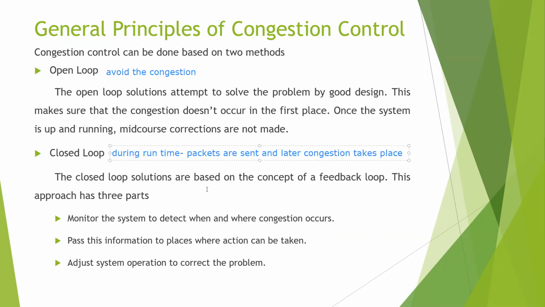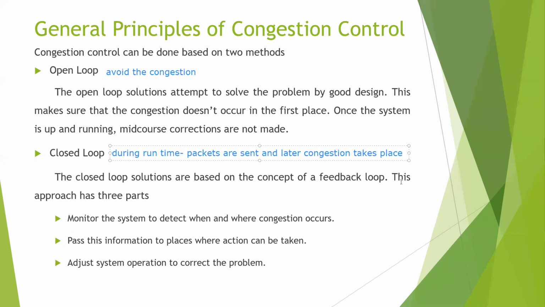Now here, how we can control this is: when the packets are sent and congestion occurs, a feedback is taken. It is based on the concept called feedback loop. It feeds back that the congestion has occurred and we have to avoid it. That can be done by a method called choke packet, whereas in open loop we have a method called leaky bucket. In closed loop, you can think of the method as choke packet.